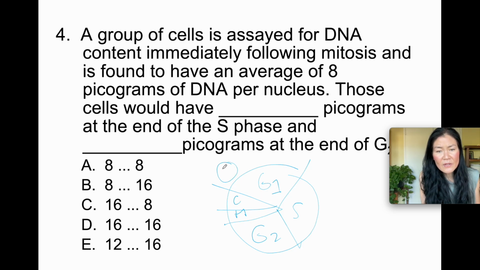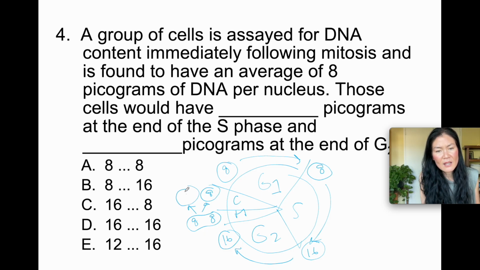So it's going to have 8 at the start. It's going to have 8 here, and then by the end of the S phase, it's going to have 16 all the way through the G2, right? And then it's going to split up. So I'm just going to draw it like this, 8, and then it's going to split in cytokinesis, 8, and then 8. So those cells would have blank picograms at the end of the S phase, so it's going to be 16, and blank picograms at the end of G2, 16. So the answer is going to be D.